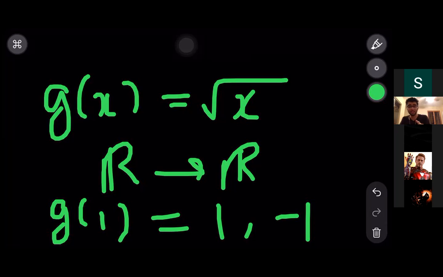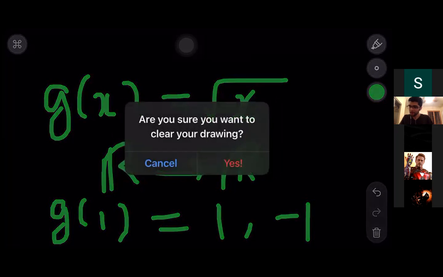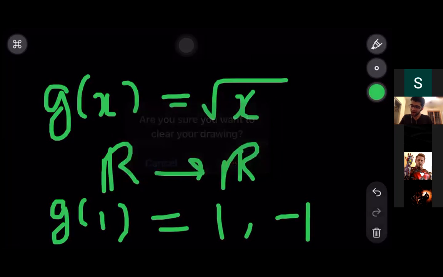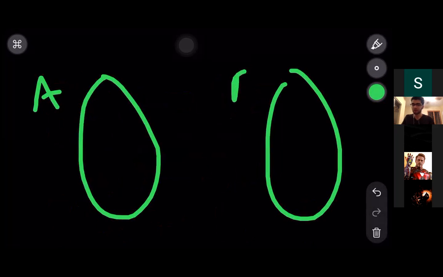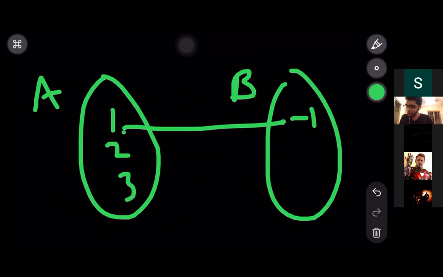So this is not a function, because if I did a map where here I have objects A and here I have objects B, just let me wait. Okay, it's catching up. Then the problem would be that the number 1, 2, 3 would be mapped to 2 things. It would be mapped to -1 and it would also be mapped to 1. So that is not allowed. A function doesn't allow one object to be mapped to 2 different things or 3 different things. It can only send one object to another object.